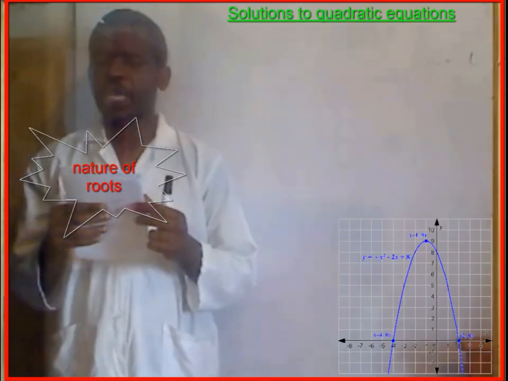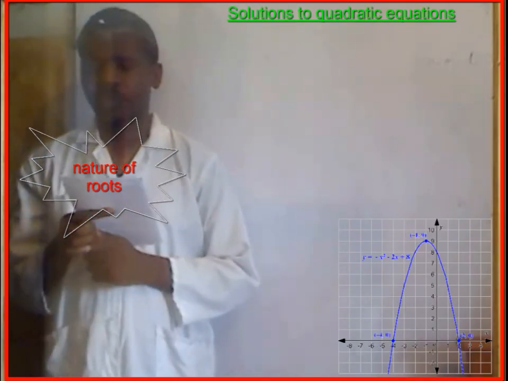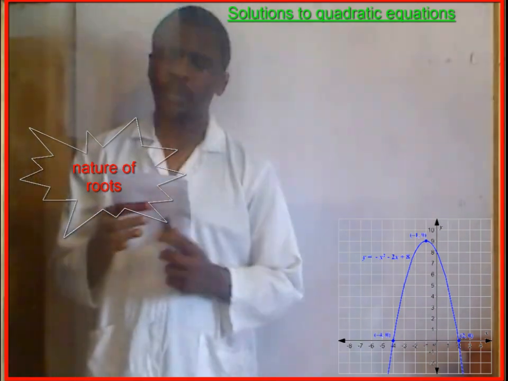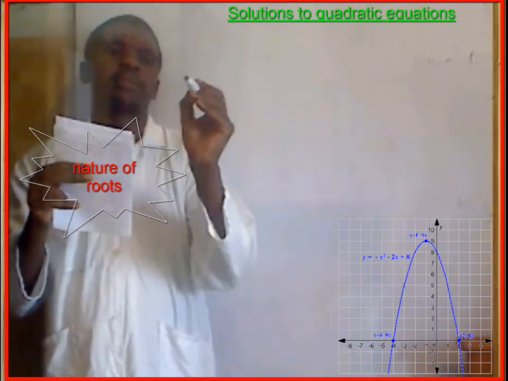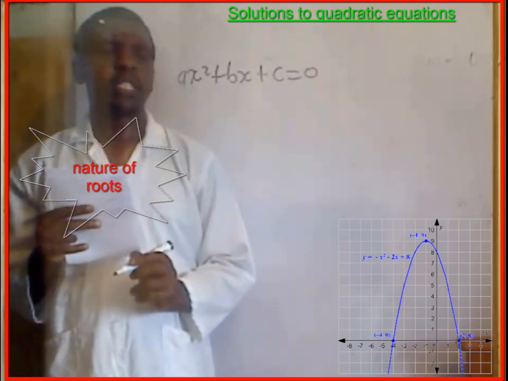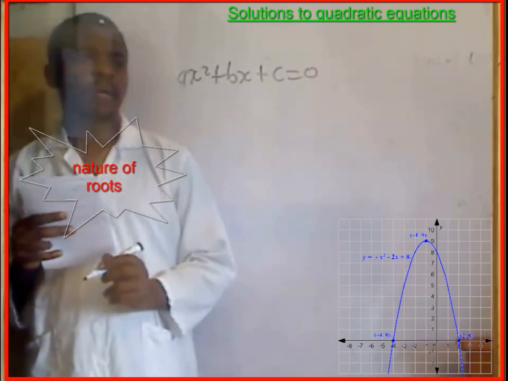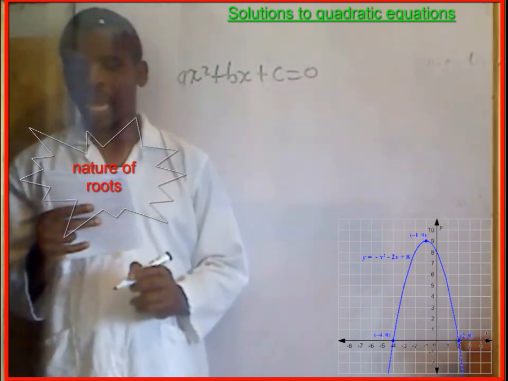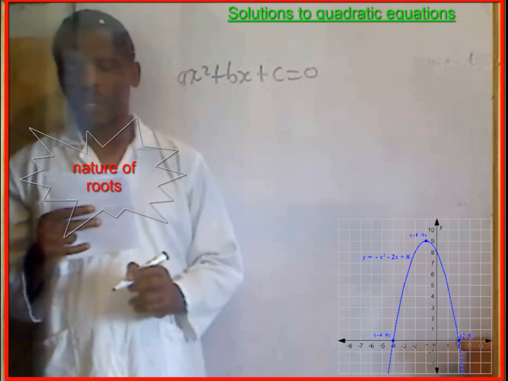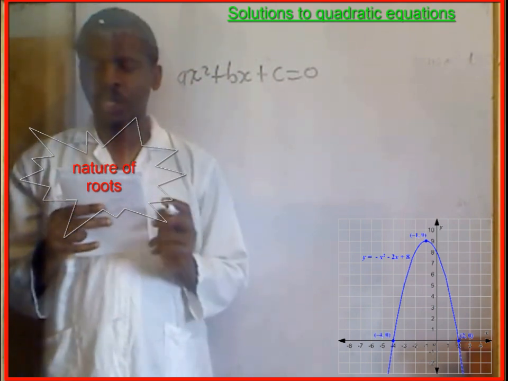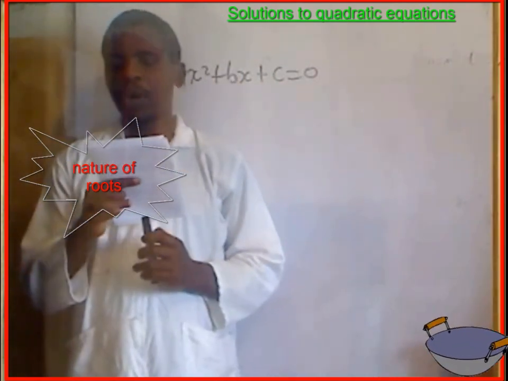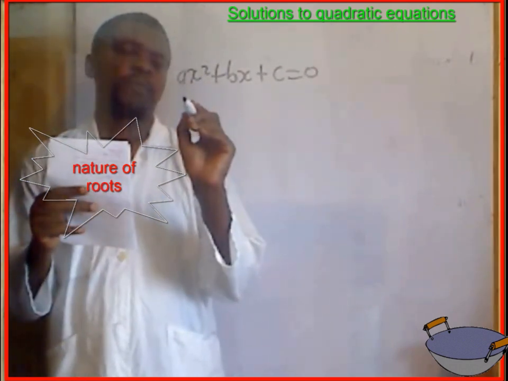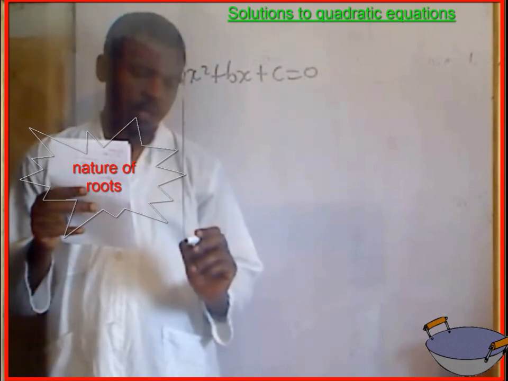Solution to quadratic equations. The solution to the quadratic equation ax squared plus bx plus c equals 0 are called the roots or zeros. The solution sets. If here we have a sketch of the different curves of a quadratic function, in one situation we could have our curve.